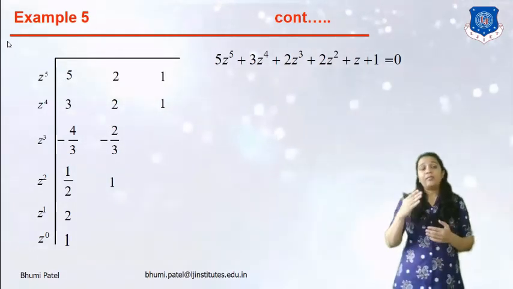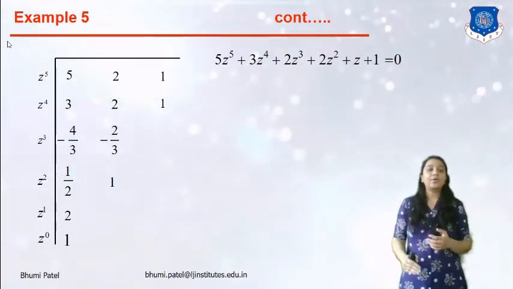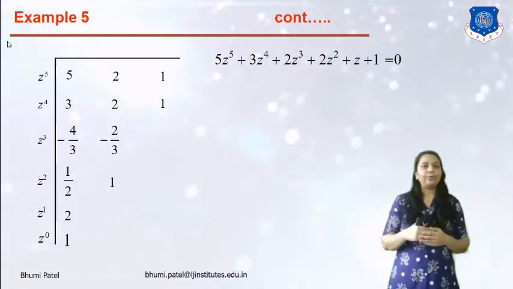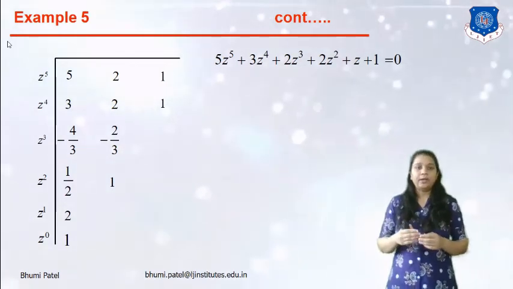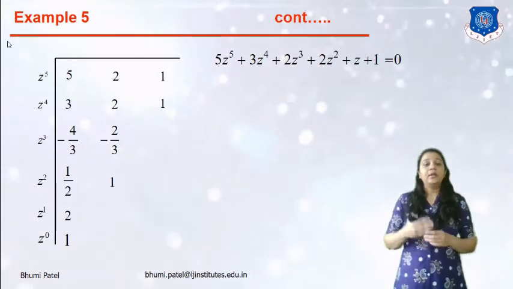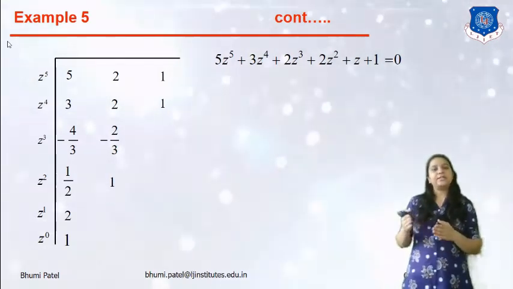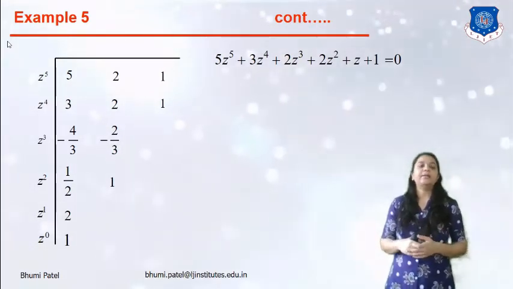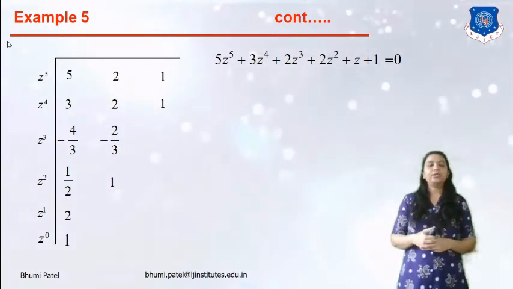For C1, we have to skip the first row; we consider the second and the third row. So the equation will become minus 4 by 3 into 2 minus, in bracket, minus 2 by 3 into 3, divided by minus 4 by 3. Simplifying this equation, the value of C1 is 1 by 2. For C2 it is 1. For D1 it is 2 and the final En is equal to 1. So this is the simplified Routh array.